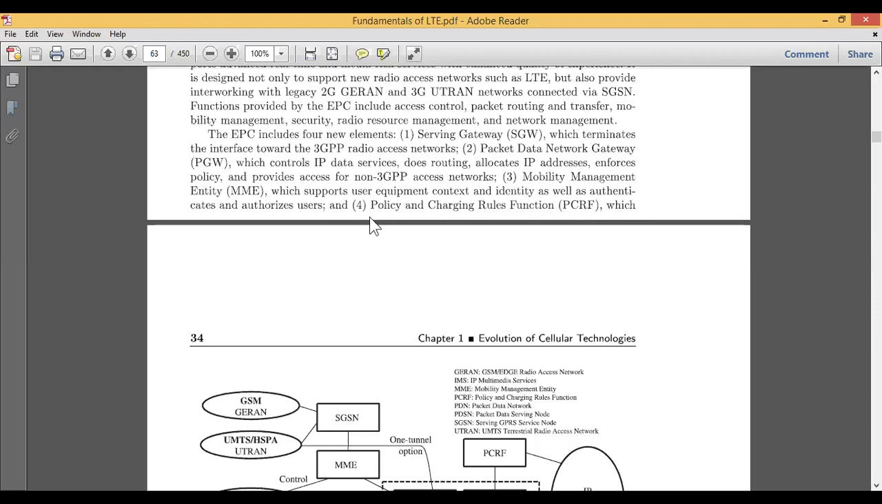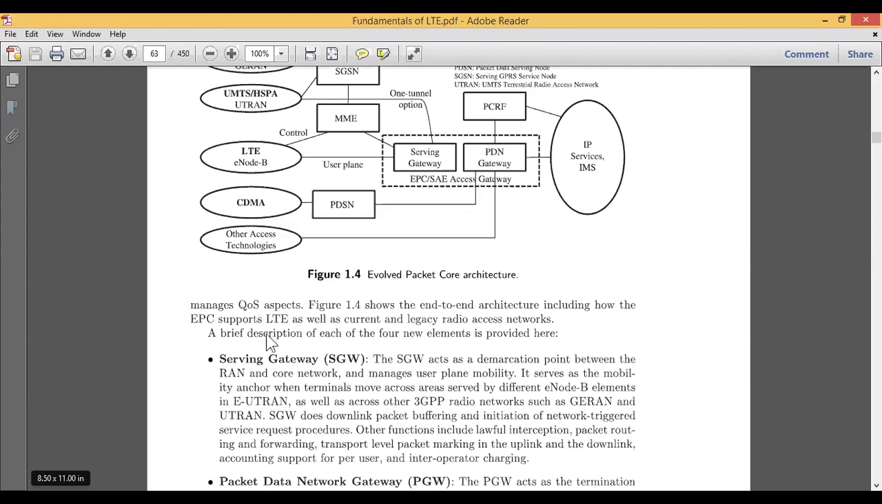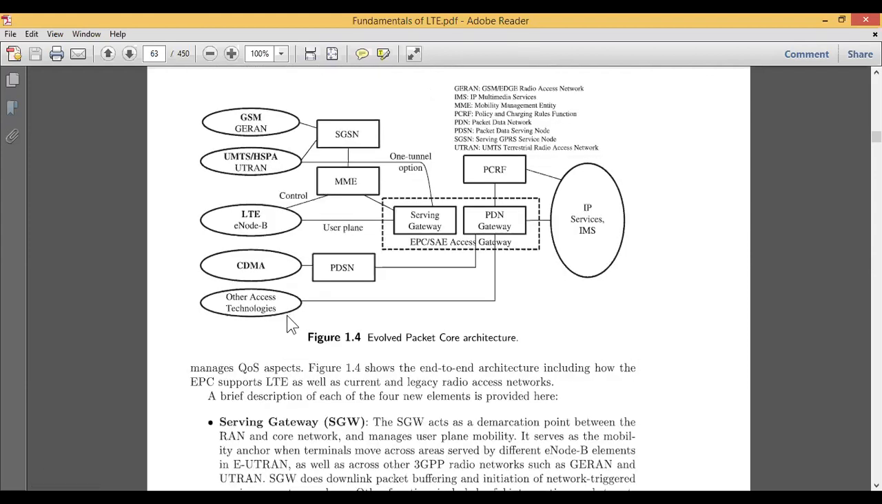And last here is the policy and charging rule function, which is used for managing the quality of service. Because the most important thing we focus on in this particular LTE is quality of service. What type of quality are we trying to achieve if we make use of all these particular services?